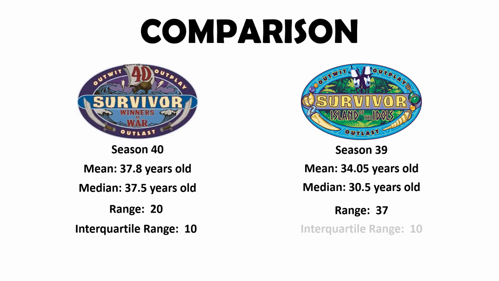Now, what's interesting is if you look, both lists of data had the same interquartile range of 10. What that means is 50% of the data, that middle chunk of data, is exactly spread out the same for season 40 and season 39.